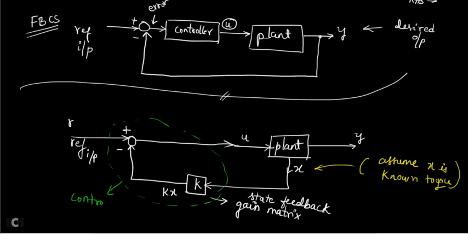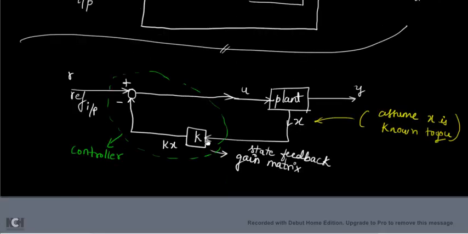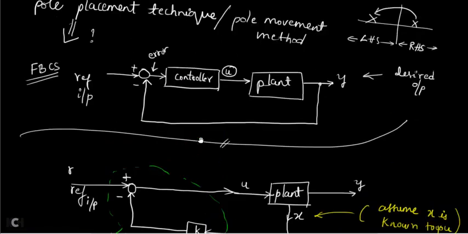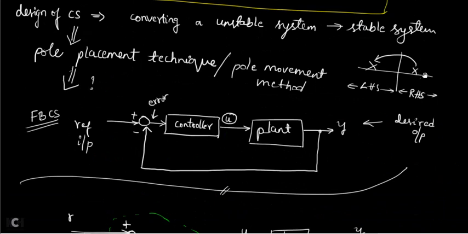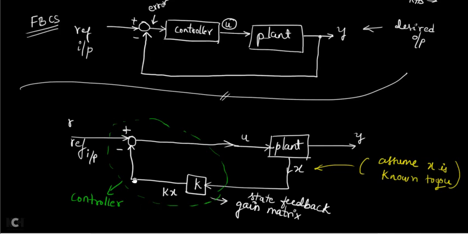That's why I am not writing any separate controller in your control system. Whatever feedback you have taken from the state variable, multiplied with the K matrix and subtracted, this combination itself acts as a controller. Now this is the method we are going to use to move the poles from the right hand side to the left hand side. How to move the pole from the right hand side of the S plane to the left hand side? By using this feedback method.